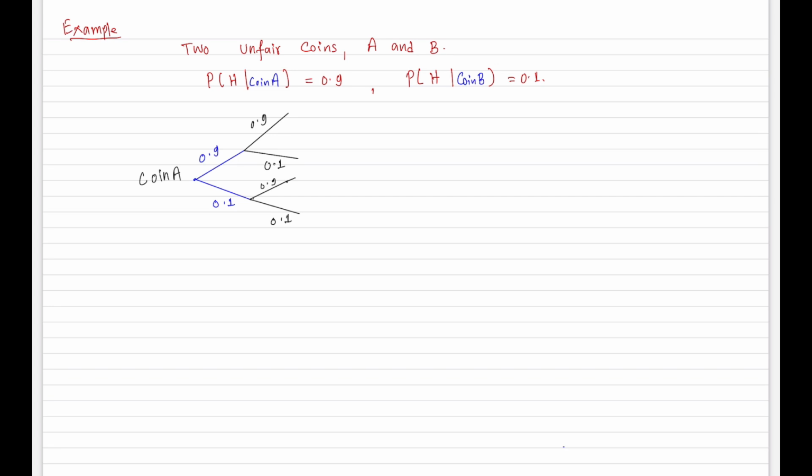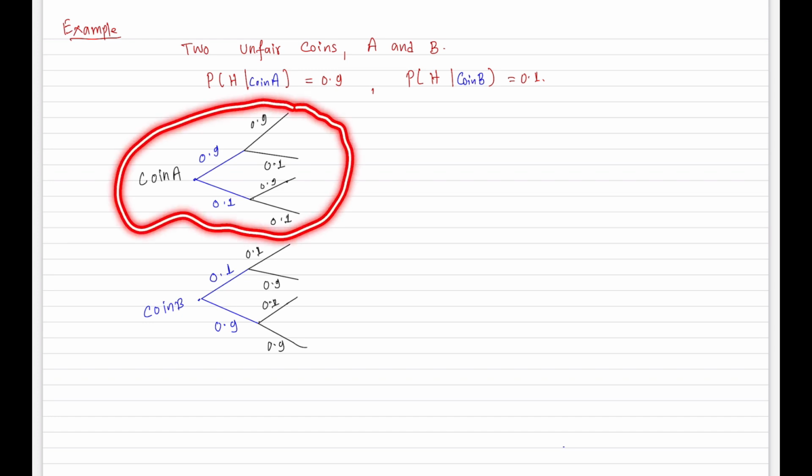Similarly, you have another world where you have this coin B and you are tossing this coin B. Under the given information that you have this coin B, you will get the head with the probability 0.1, and you will get the tail with the probability 0.9. And again the second toss is independent of what you got at the first toss. So you will get the head with 0.1 and you will get the tail with the probability 0.9. Similarly, for the case when on the first toss you have got the tail, on the second toss you get the head with the probability 0.1 and the tail with the probability 0.9.